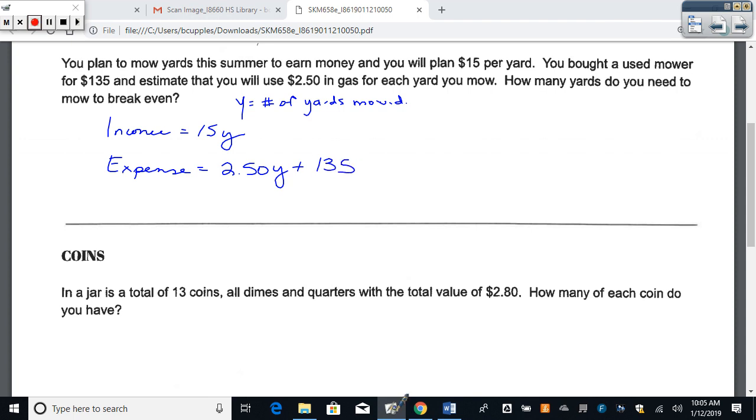Now as I look at this problem, it's a little simplified. If you're an actual business person, you want to also include an expense for possibly your mower breaking down, all right? So that should probably be part of this, but it's not. Now from there, break even is when your income and your expense are the exact same. So I'm going to set these two equal to each other, these two equations.